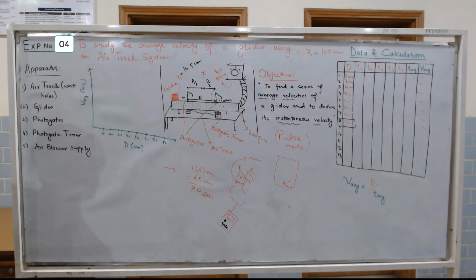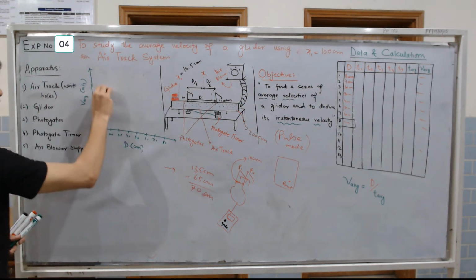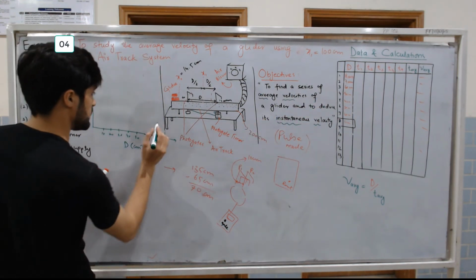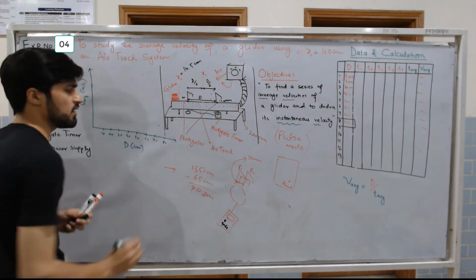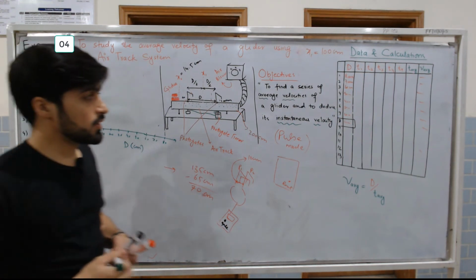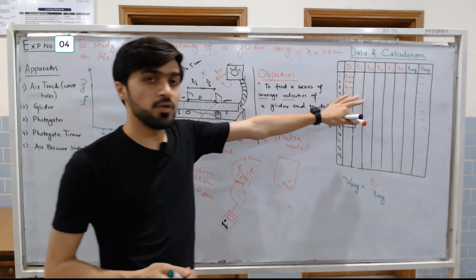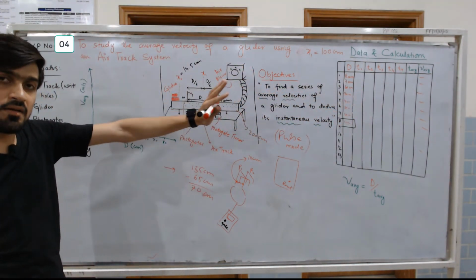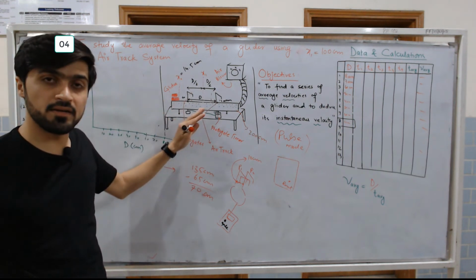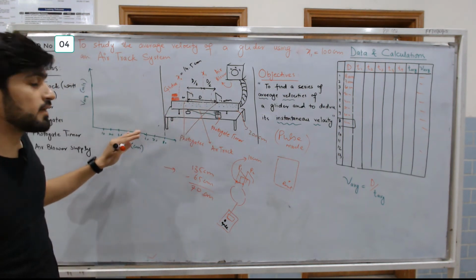Now you will get dots, you will get points on this graph. For 80 centimeter, let's say the velocity is this. So the graph will not be perfect, but if your data and calculations are very neat and clean, and you have performed this experiment without neglecting the precautions, you will get accurate values.